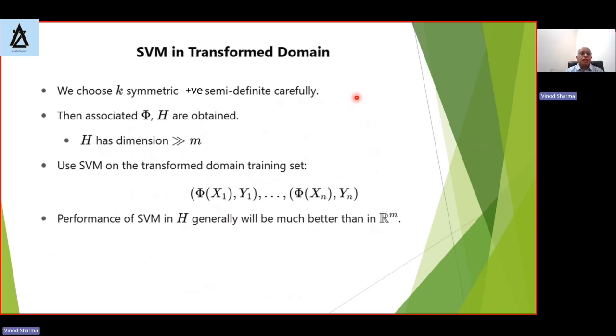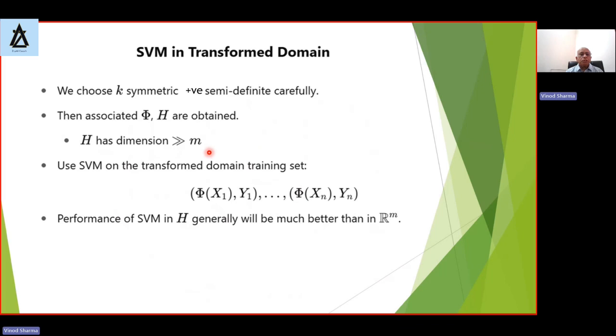Now we choose a symmetric positive semi-definite kernel, and we need to choose it carefully. Careful in the sense that it depends on the application. Two common, popular classes are the ones that we have given above, that is the polynomial kernels and the Gaussian kernels. Corresponding to this K that we have chosen, we will, from the above theorem, get an associated nonlinear mapping phi and H, the range space of this.